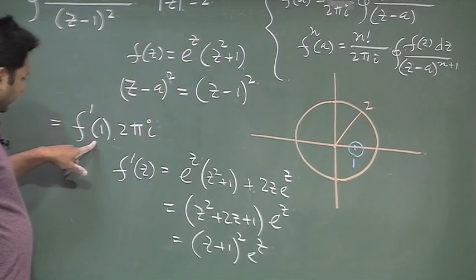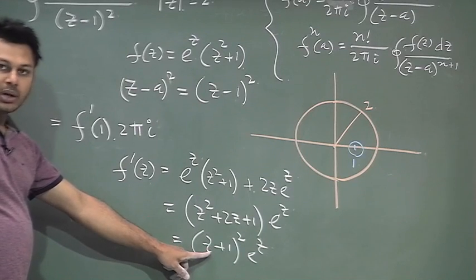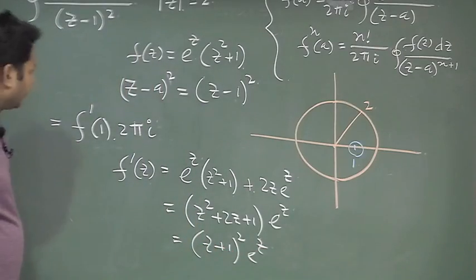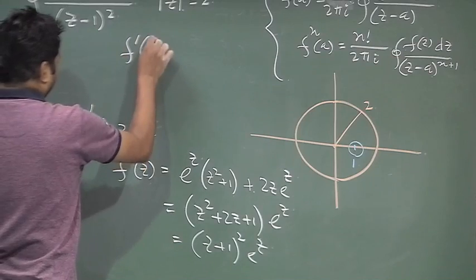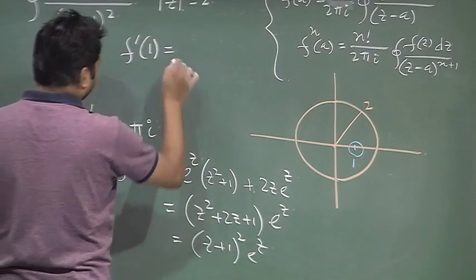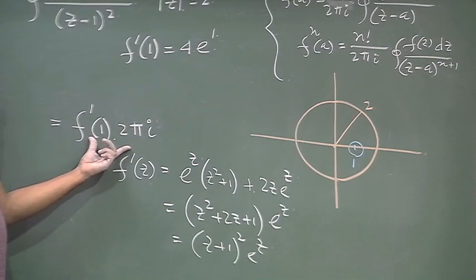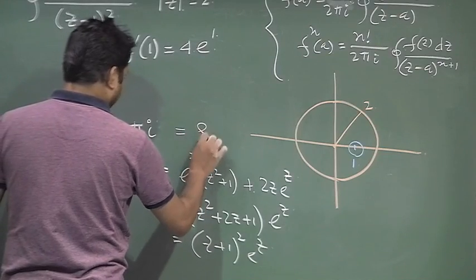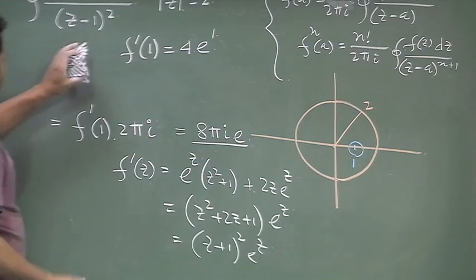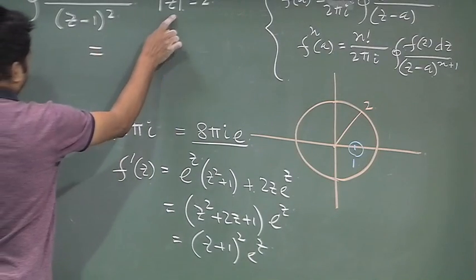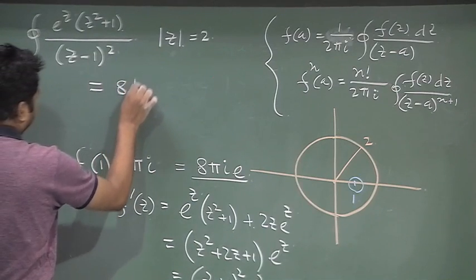Now, this is my f prime z. So, f prime of 1, I just need to put the value 1 here. If I put 1, this value comes out to be 4 e to the power of 1, that is 4e. So, now my total value is this. The integration is 8 pi i multiplied by e. That is the value of the integration that I wanted to find. So, total solution: when I am evaluating it over this region, |z| equal to 2, the value comes out to be 8 pi i e.